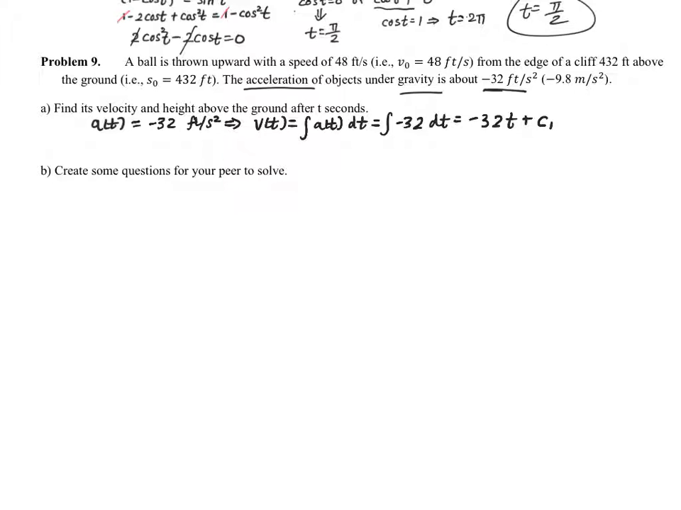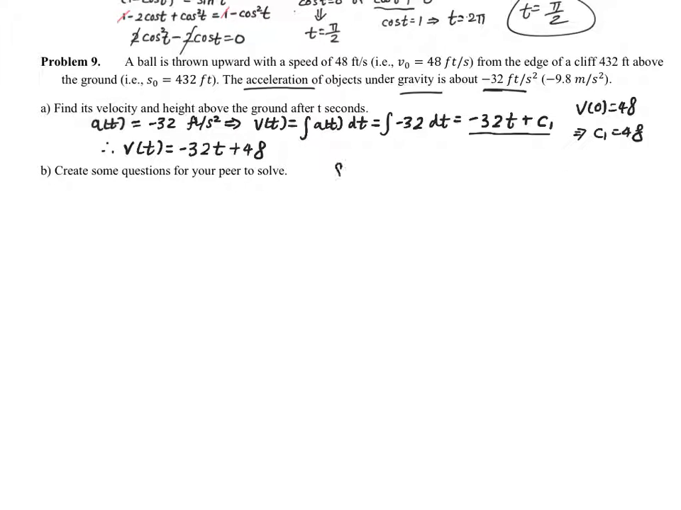Now, because we do know v of 0 is 48, plug this into this equation. It gives us c1 is equal to 48. Therefore, we do know the velocity function is equal to negative 32 t plus 48.